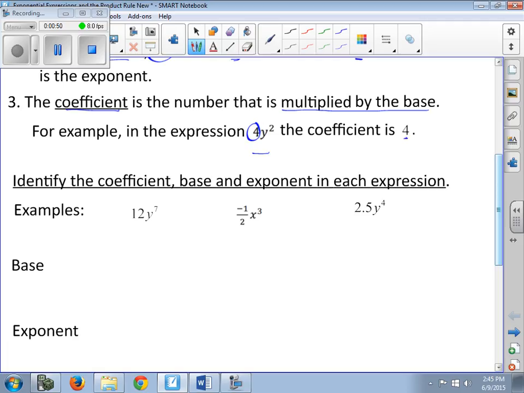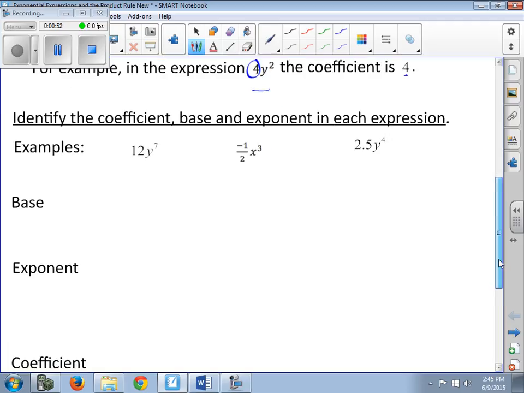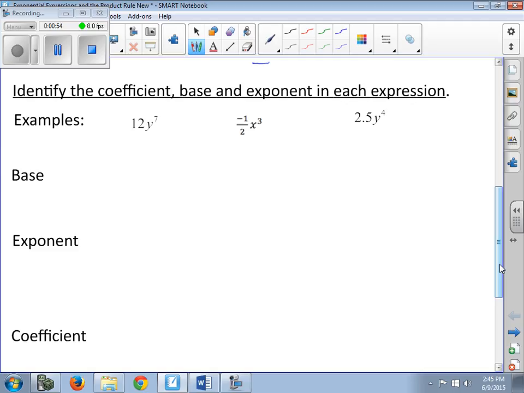So we want to identify the coefficient, the base, and the exponent in each expression. Starting off with 12y to the 7th, the base is y, the coefficient is the number in front, it's 12, and the exponent is 7.